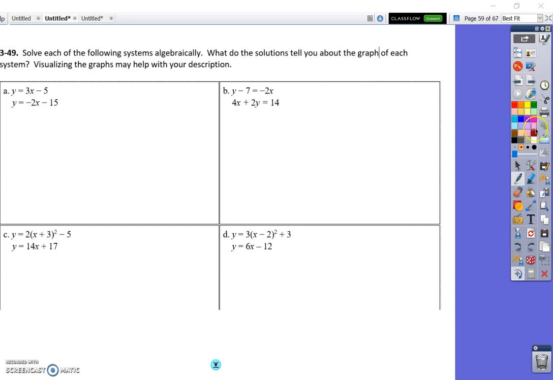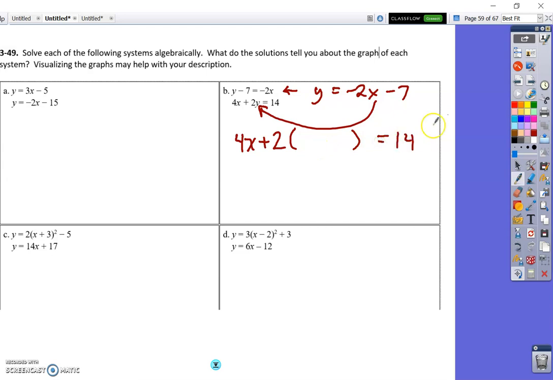So I'm just going to give you a hint on B. On A, you're going to just set the two sides equal to each other. There's your verbal hint. On B, I will solve this one for y, and y equals negative 2x minus 7. And then I will plug into the second equation, so I will get 4x plus 2y equals 14, and in my space for y, negative 2x minus 7. And then you would solve that equation. Once you have the value for x, don't forget to go back and find y.